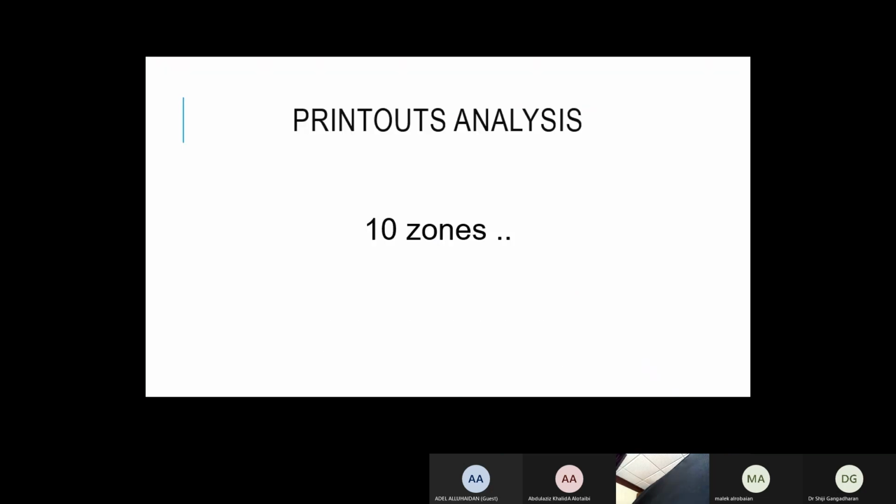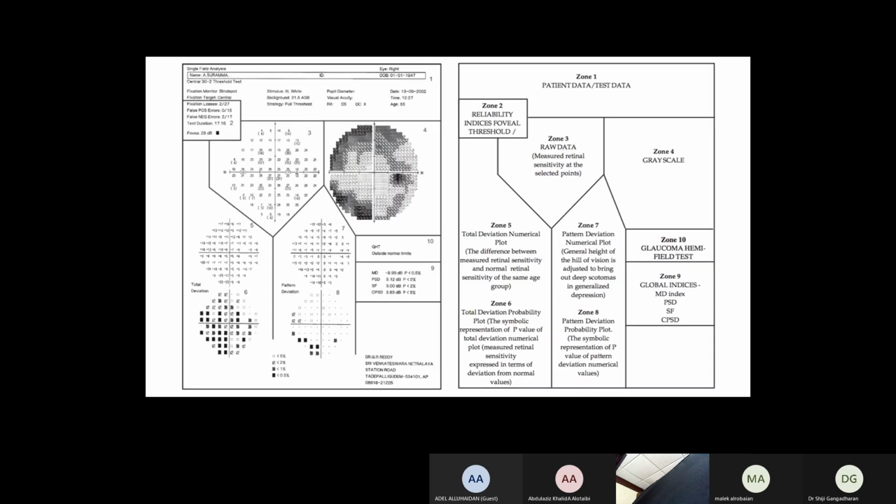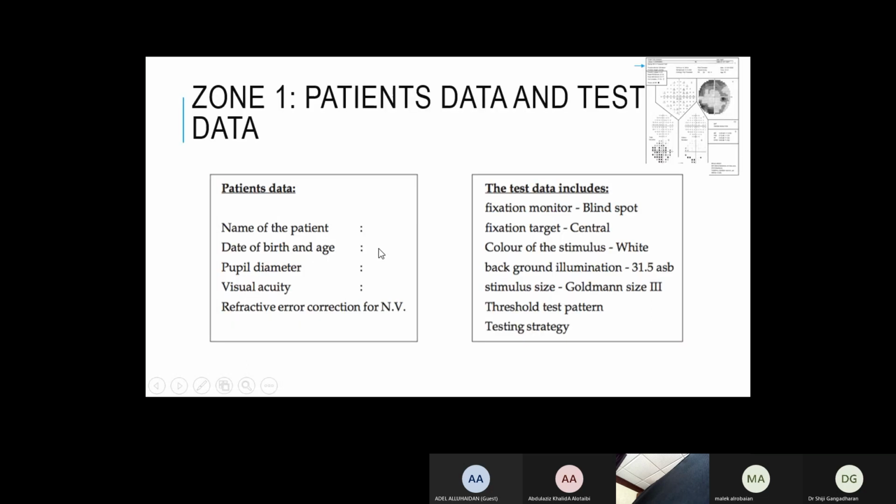So the Humphrey visual field printout, we can divide it into 10 zones so we don't forget anything. As you can see, this is the sheet. We can divide it into 10 areas. The first zone is the patient data and the test data. The second one is the reliability indices, as you can see here. Third one is the raw data or numerical raw data. This is the grayscale for the raw data. We have the total deviation, numerical and plot, and also pattern deviation, numerical and plot. We have the global indices and the glaucoma hemifield test.